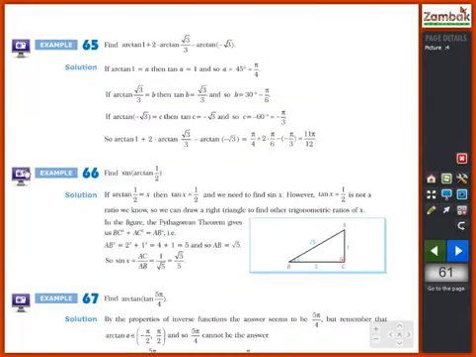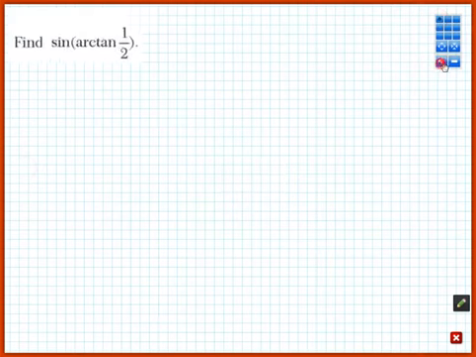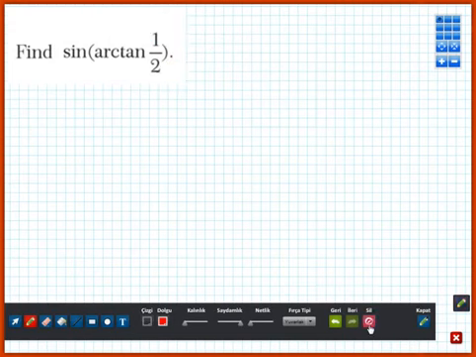Let's solve this one. The question is sine of arctangent 1 over 2, and this is the angle of the inverse function, you know that. We have to find firstly arctangent 1 over 2, the angle between minus 90 and plus 90 by the rule, for which tangent will be equal to 1 over 2. What is that? Now, this is not a special angle, eh?